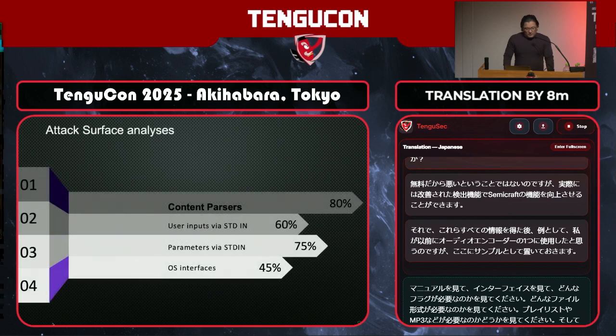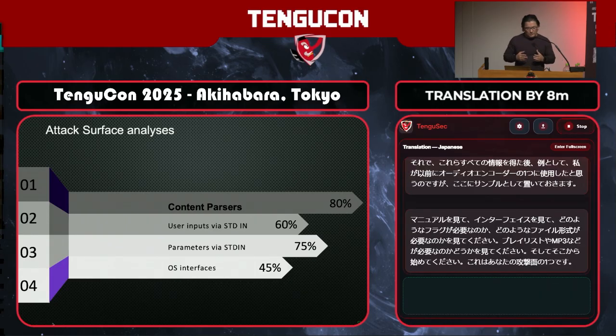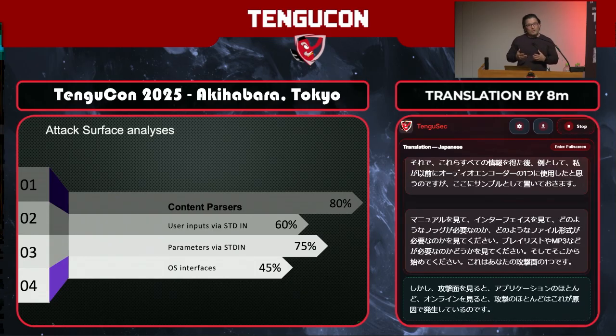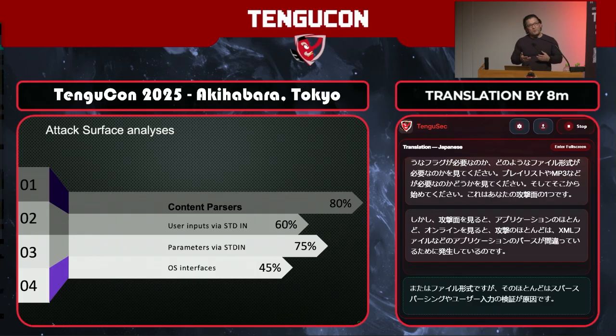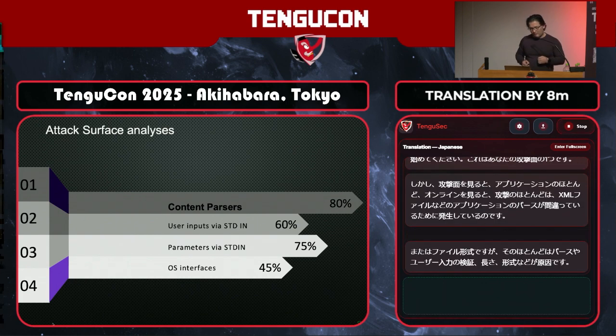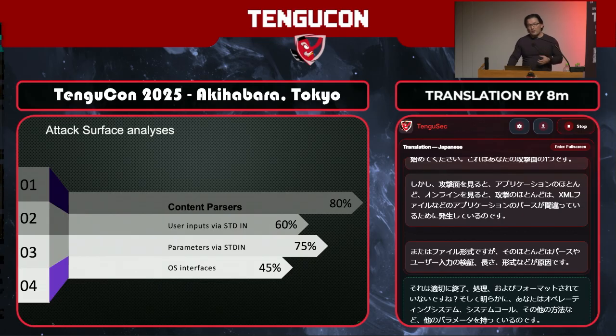But if you look at the attack surfaces online, the majority of the attacks are happening because something is wrongly parsing input, whether it's an XML file or a file format. The majority of it is because of parsing or user input validation: the length, the format. It's not properly being terminated, handled, and formatted, right? And obviously, you have other parameters, for example from the operating system, system calls, and some other ways. One way or another, you need to be able to interact with the application. Without it, it's just not possible for you to trigger that specific function.